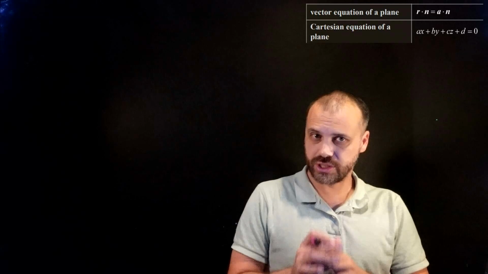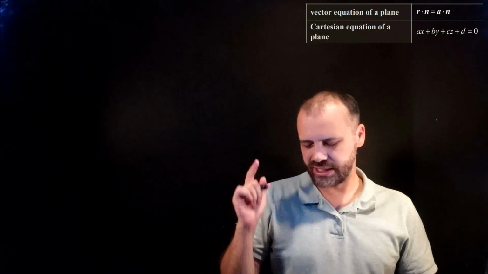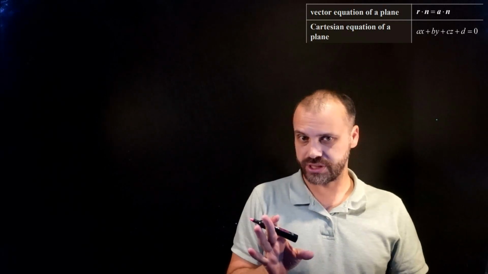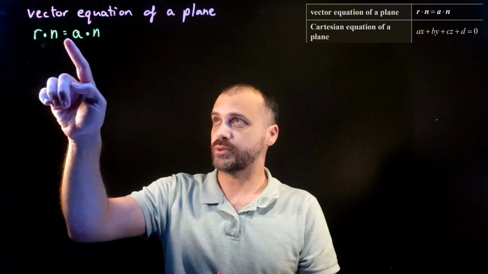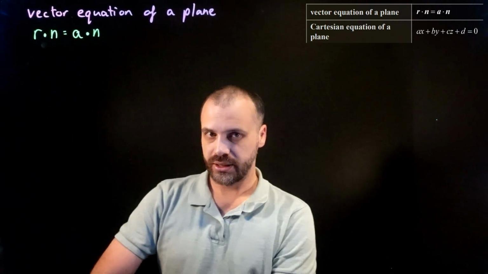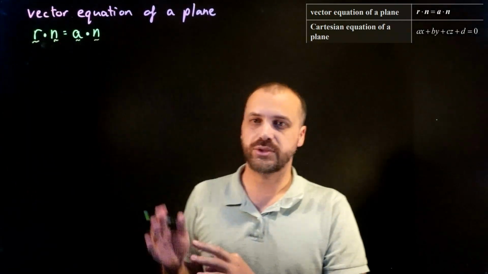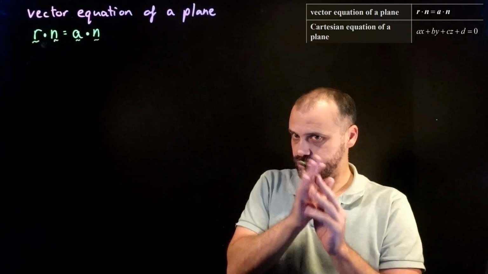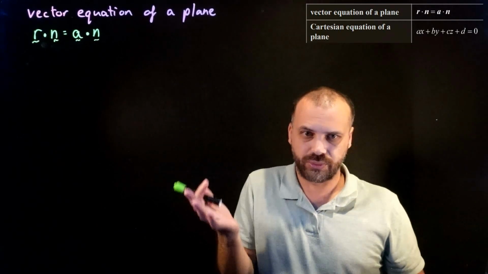Now a formula that's going to be super useful is this one here. R dot n equals A dot n. It's the vector equation of a plane. Let's write it down. Alright, there it is. R dot product n equals A dot product n. Now probably important to note that these are all vectors. So it's vector dot product vector equals vector dot product vector. But what are these vectors? How are we supposed to find them?